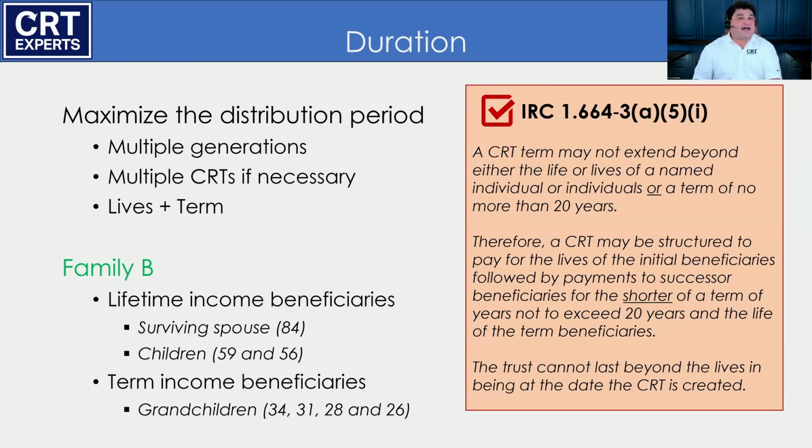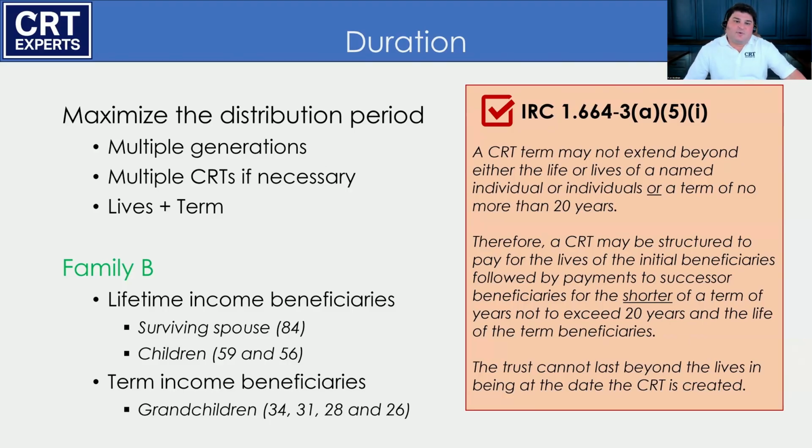So technically, even though this is typically referred to as life plus term or lives plus term CRTs, in our case, the third set of income beneficiaries, the grandkids, whoever the term beneficiaries are, are actuarially going to significantly outlive that term. So in effect, unless there are significantly premature deaths by those term beneficiaries, these play out in practice as lives plus term. But technically, this is lives plus the shorter of additional lives and a fixed term of years.